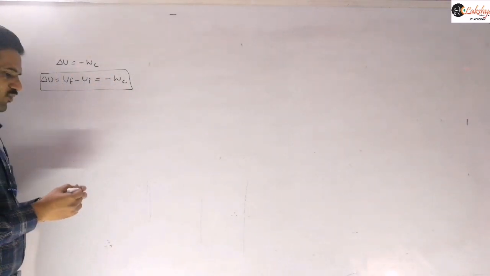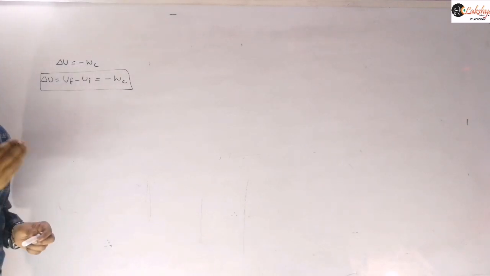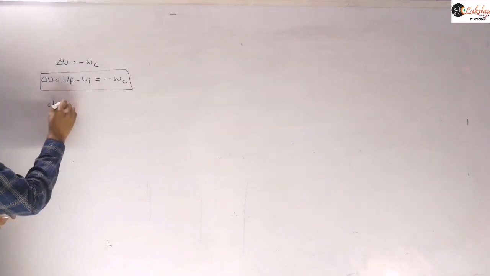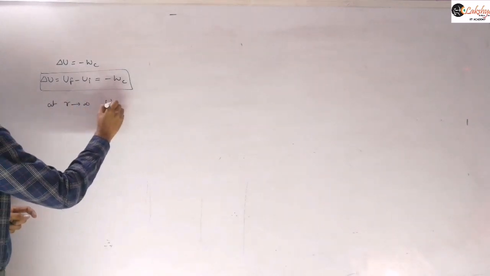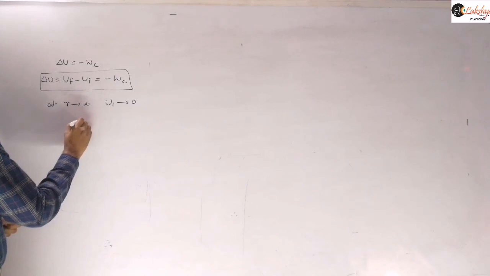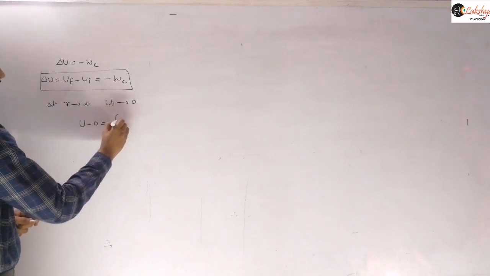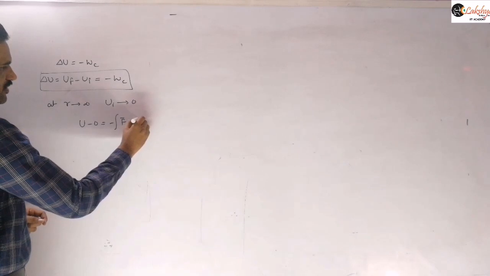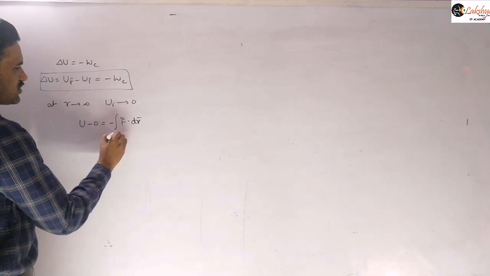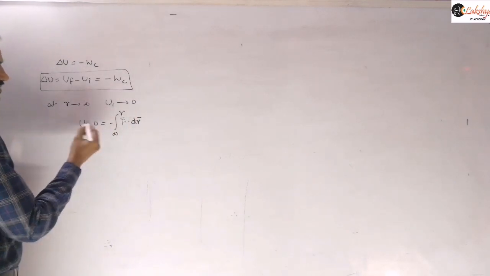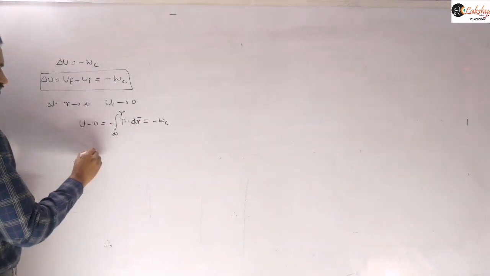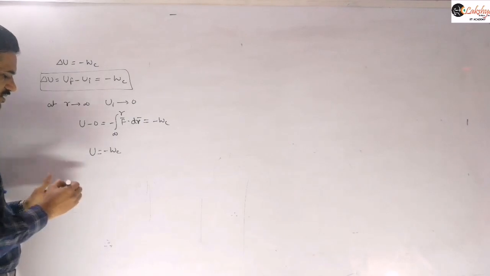As I said, while defining potential energy, generally we consider the reference as infinity. So reference as infinity means at r tends to infinity, U tends to 0, that means U initial tends to 0. Therefore, this potential energy we can write as U minus 0, which is minus integral of F dot dr, from infinity to r. This is nothing but the negative of work done by the conservative force that we are defining.